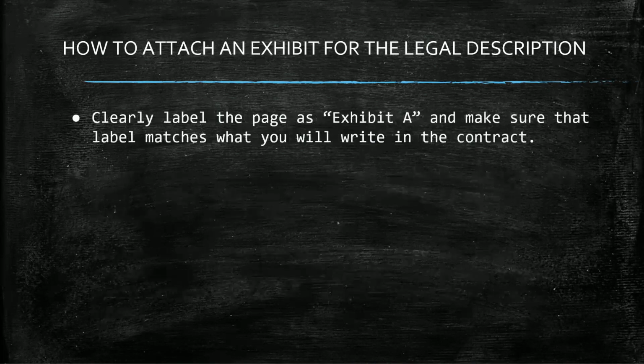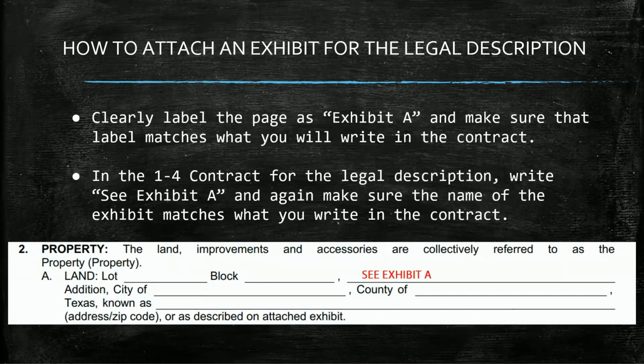Once you have the exhibit completed, you want to clearly label that page as Exhibit A and make sure that label matches with whatever you write in the contract. So when we get up to paragraph 2A, you can write in See Exhibit A and just make sure that the name matches. So you don't want to have the page say Exhibit A and then on your contract you write See Exhibit 1. You want to have a matchup. Make sure you got the title the same as what you write in paragraph 2A.